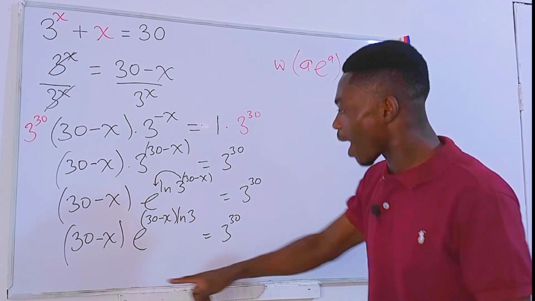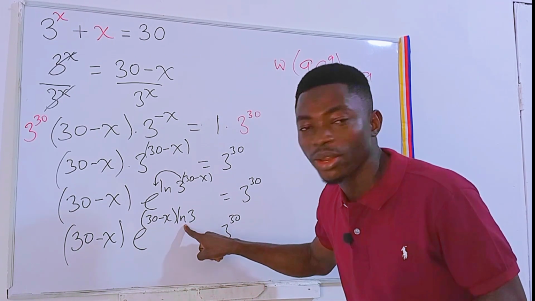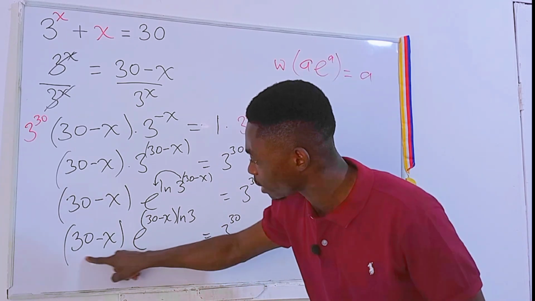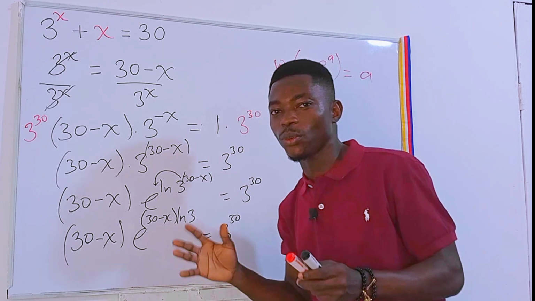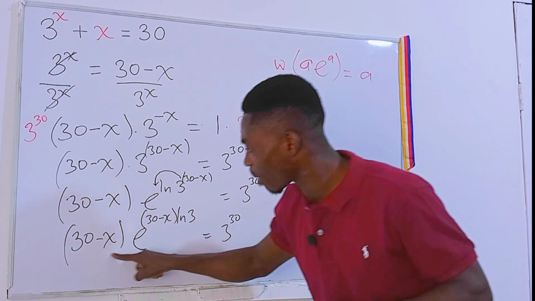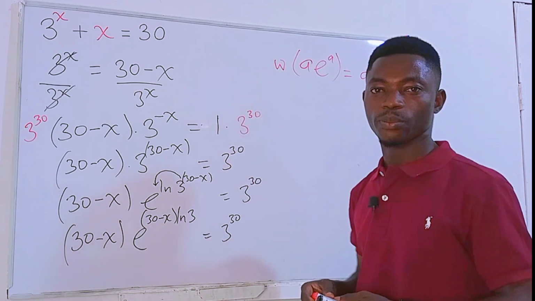Now check this out. We have 30 minus x, e to the power 30 minus x ln of 3. It means that what is here is not the same as what is here. Therefore, we can't take W on each side of the equation. We can only do that if what is here is the same as what is here. So how can we make this one the same as what is here?